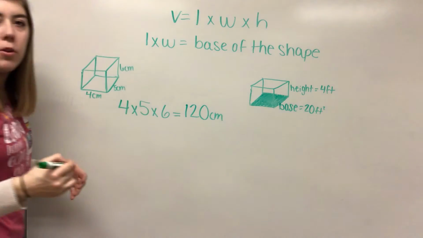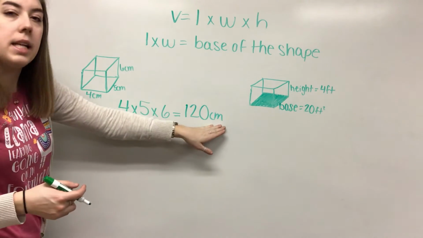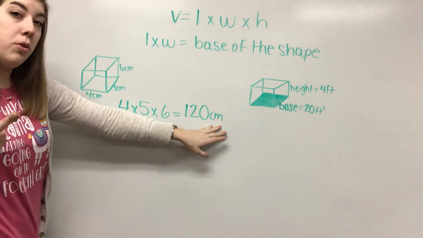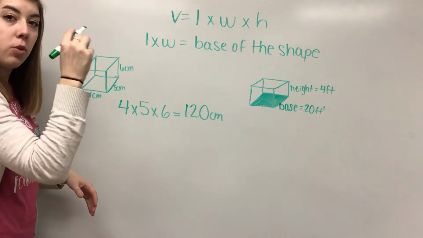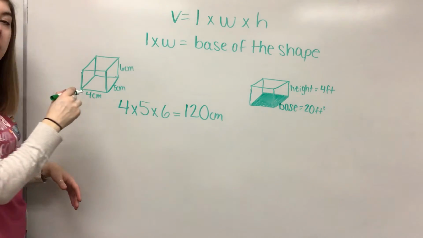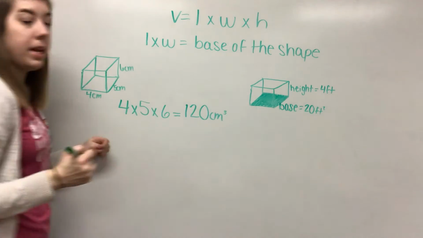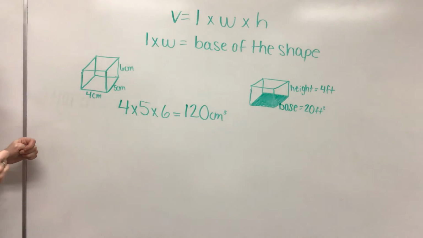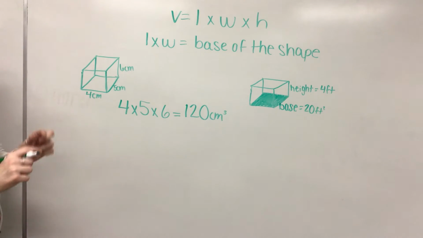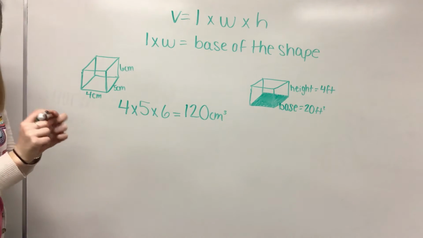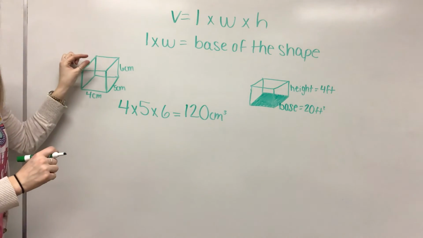Now you'll remember when we do perimeter, we just leave the unit as is. When it's area, it's a two-dimensional measurement, so we put squared, that little 2 in the corner. This is a three-dimensional measure, so following that pattern, we put a small 3 in the corner, meaning cubed. Okay, so I could fit 120 centimeter cubes inside of this particular shape.